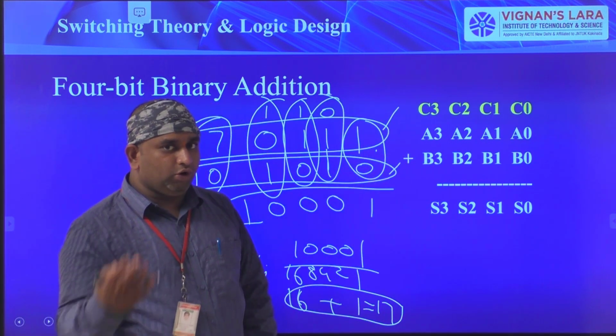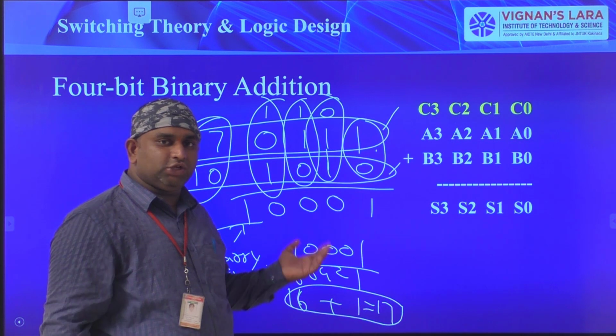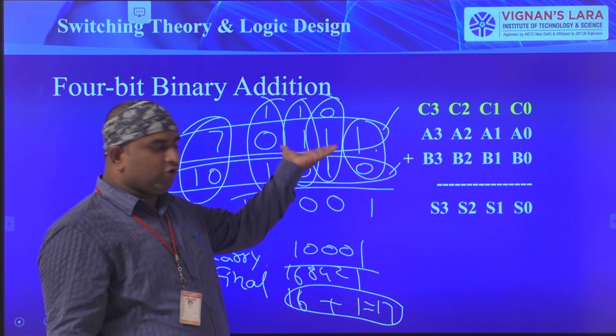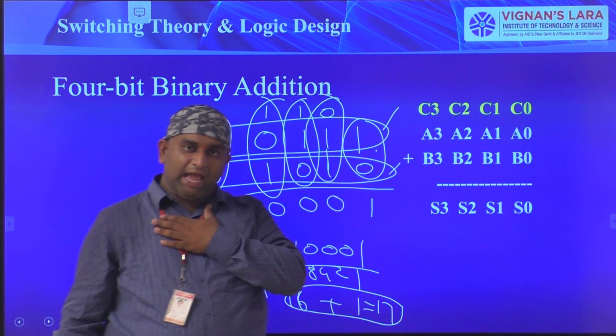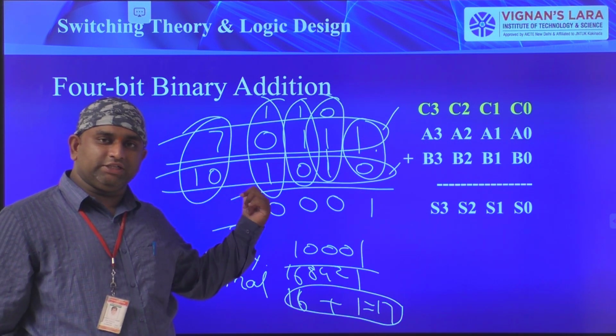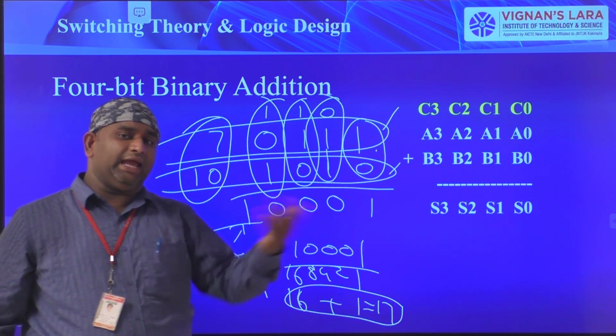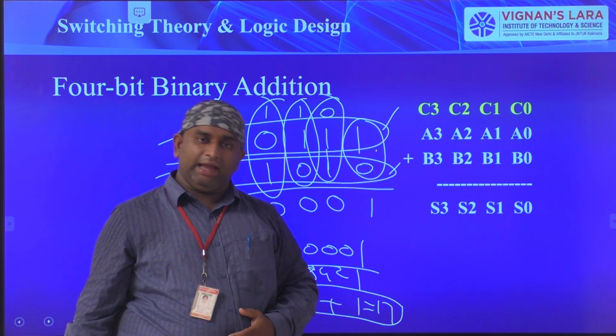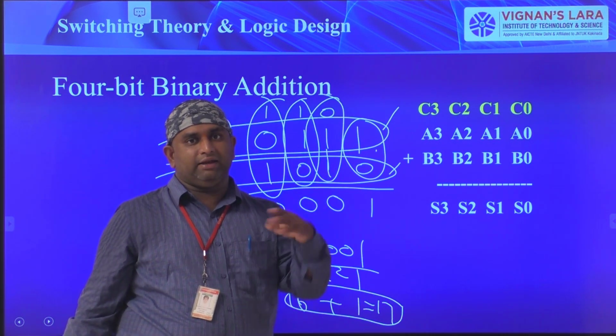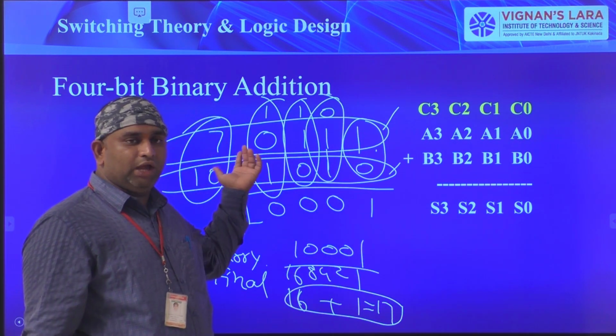But 7 is equal to 4 bits of data, and 10 is equal to 4 bits of data. These 4 bits and these 4 bits I am adding. So for that reason, this is called a 4-bit binary adder. Okay.